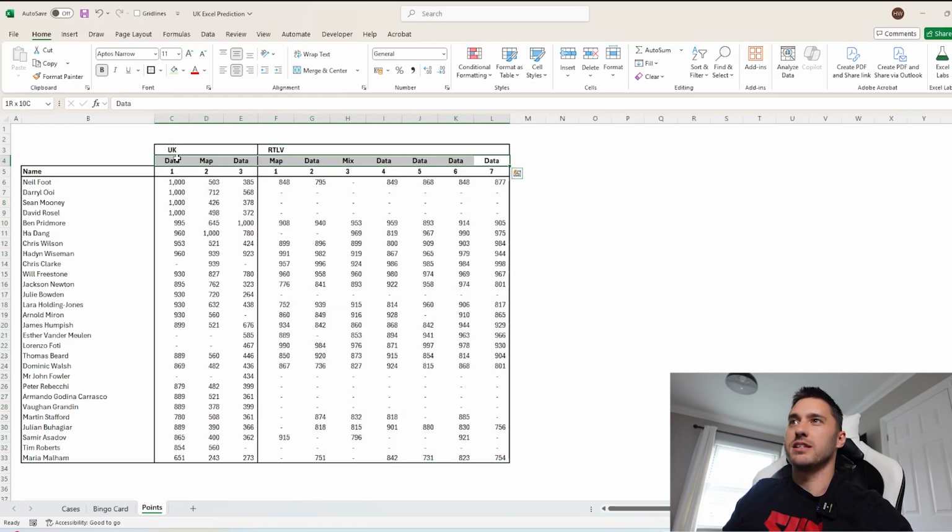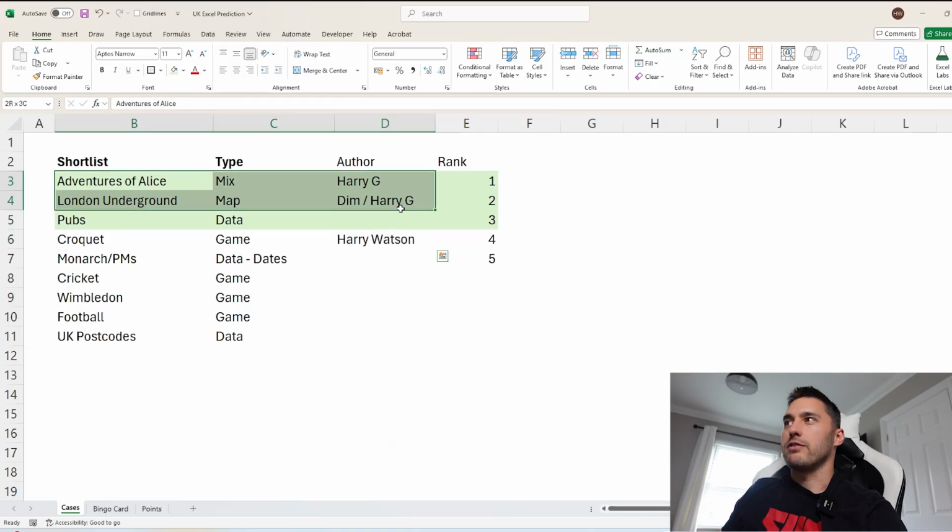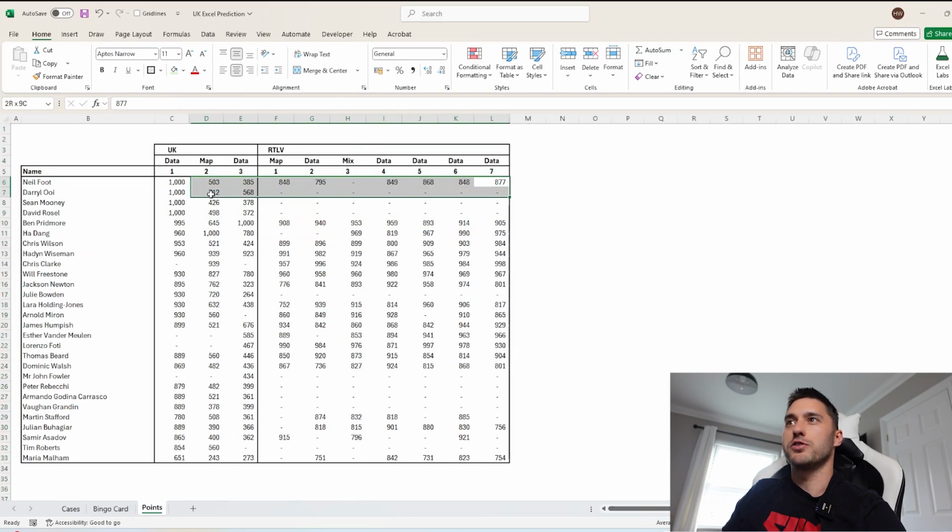We haven't had any game cases yet. I mean, I could go into more granular detail like text case and so on. But based on this, I think we're going to have a mix and a map and a data case. To simulate this mixed case, this Adventures of Alice case, I think I'm just going to use their average over everything, because I think that will have a mix of questions in.